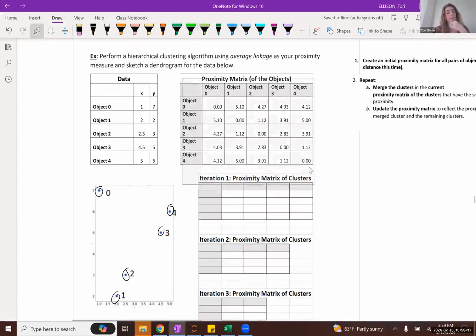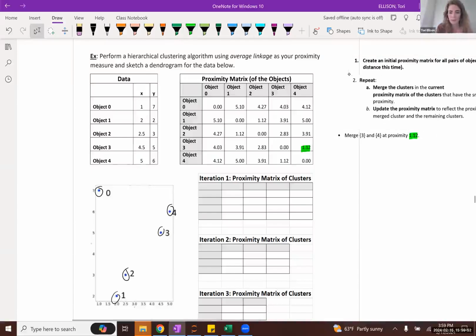So what two clusters are closest together based on what this proximity matrix says? Yep, so we could either pick 1 and 2 or 3 and 4. So this is a tiebreaker. Let's just say I've set up a tiebreaker rule to pick the pair with the highest object index. So that would be 3 and 4. So in the first iteration, we are going to merge cluster 3 and 4 at proximity 1.12.